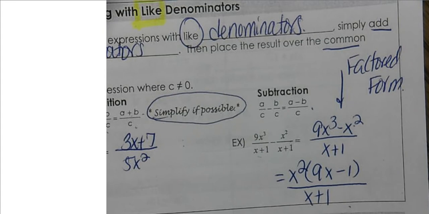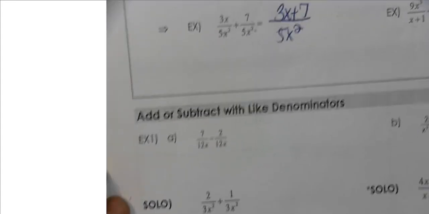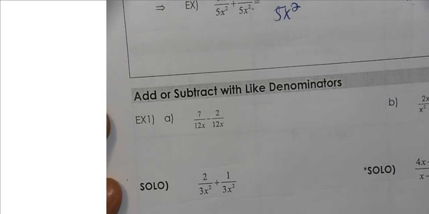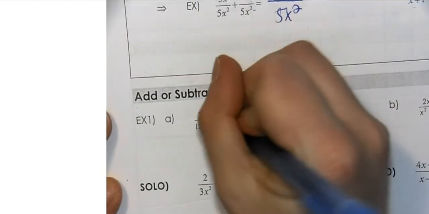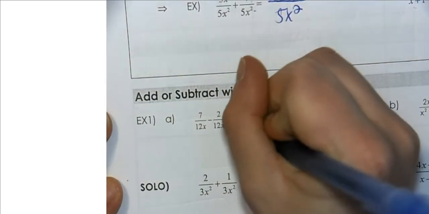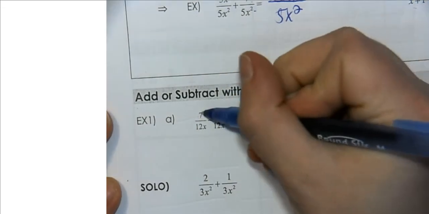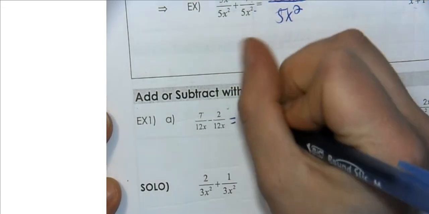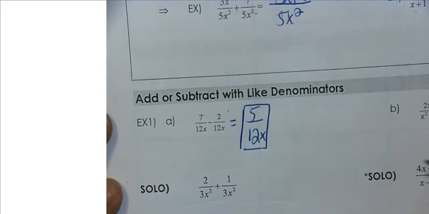Let's go ahead and look at example number 1. In example number 1, we have 7 over 12x minus 2 over 12x. We have a common denominator of 12x, so we're going to subtract 7 minus 2, which is 5. There's our answer.